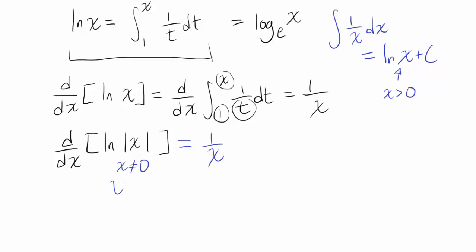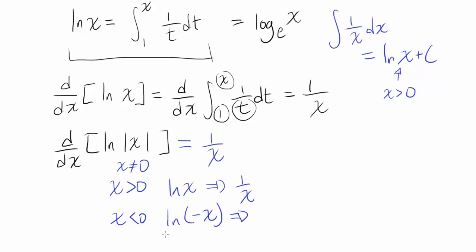Natural log of absolute value of x for x greater than 0 is equal to natural log of x. So when you differentiate it, you should get 1 over x. For x less than 0, you have natural log of negative x, because the absolute value of negative 1 is the negative of negative 1, or positive 1. And when you differentiate this using the chain rule, you're going to get 1 over negative x times the derivative of negative x, which is negative 1. So you also get 1 over x. So the derivative of natural log of absolute value of x is indeed 1 over x.